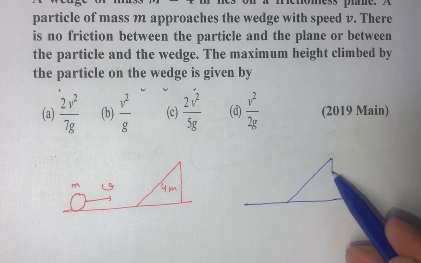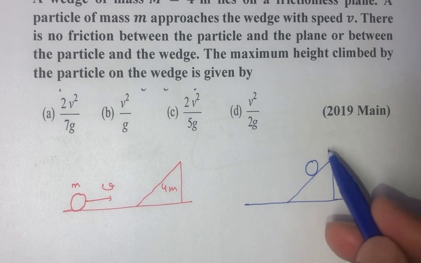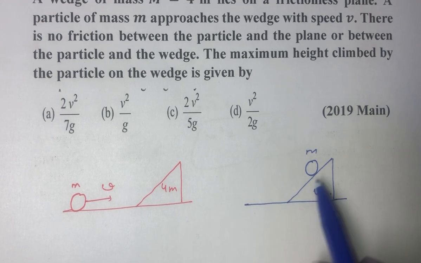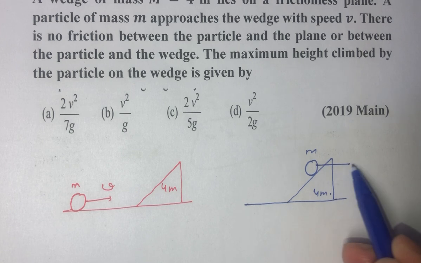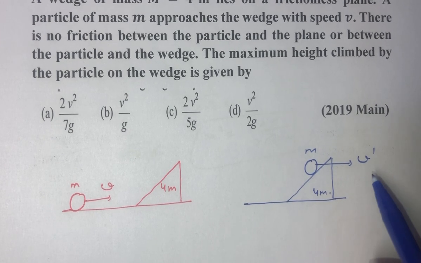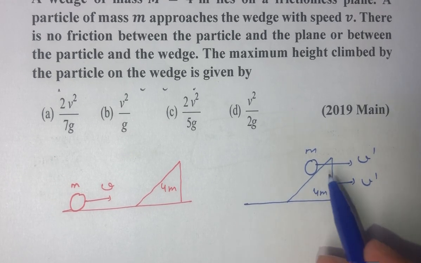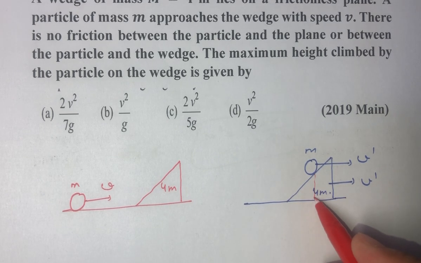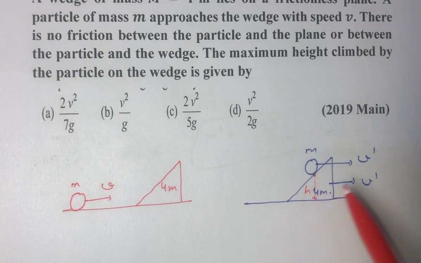Suppose this is the position at any time of mass m, and this is the wedge of mass 4m, and at this particular moment, because of this mass m, let us suppose it is moving with the velocity v prime, and this mass 4m is also going to move with the velocity v prime, and the height of the mass is suppose given as h. So we are supposed to find out the maximum height to which it climbs the wedge.